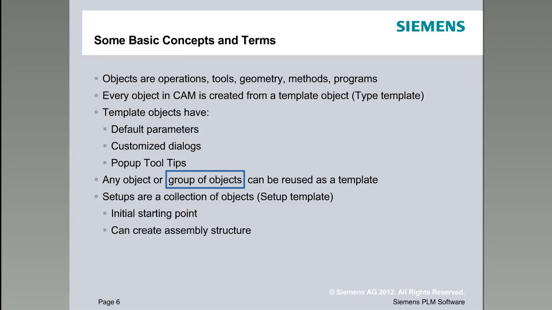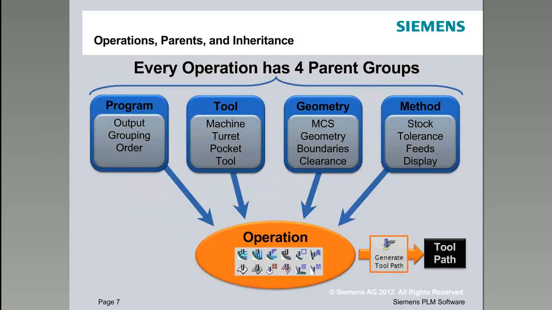These templates have parameters, they have dialogs, they have a tooltip, and anything can be made into a template for reuse. So today what we're going to focus on is a group of objects, being able to make a single template for a whole group of things together that can be reused as a package.